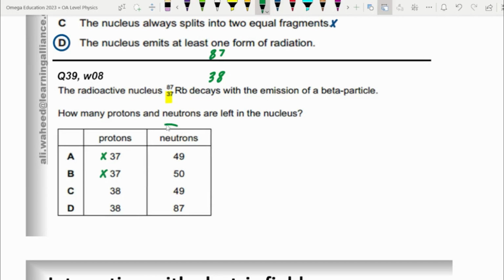And the next row represents the number of neutrons. So number of neutrons would be the difference of the atomic mass and the proton number. So you subtract these two, then you get the number of neutrons. So if we subtract these two, we get 49 as the right answer for this one.